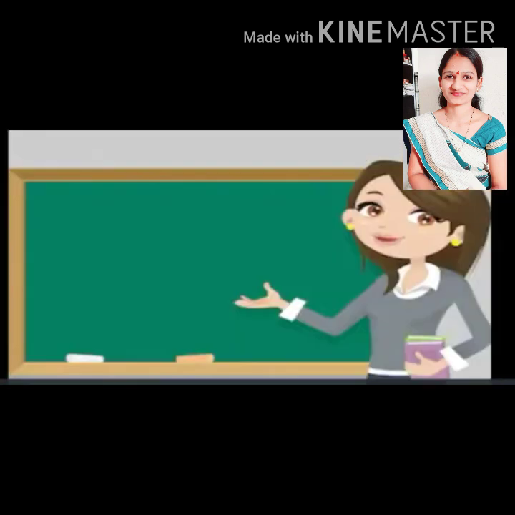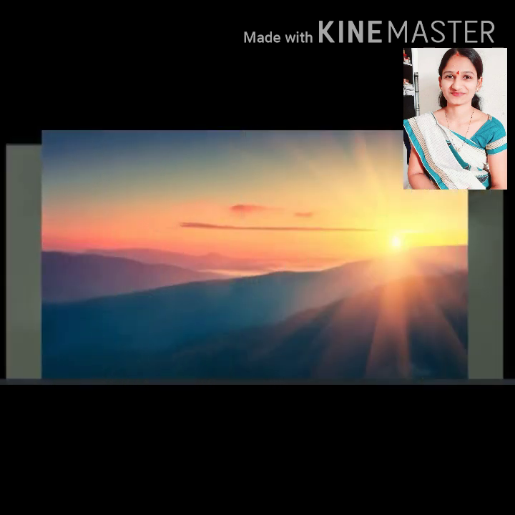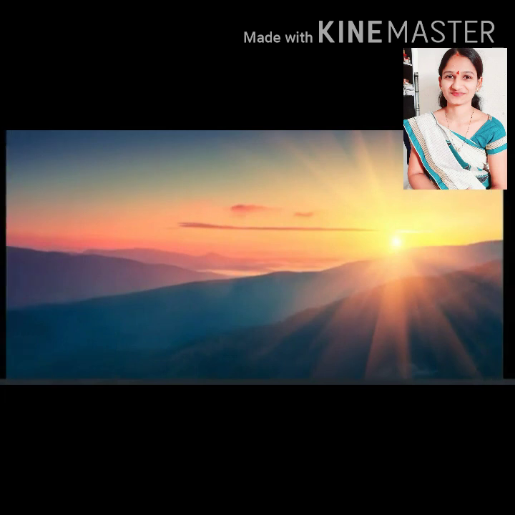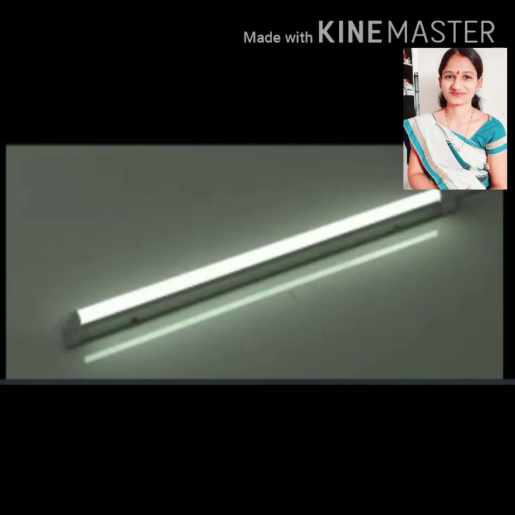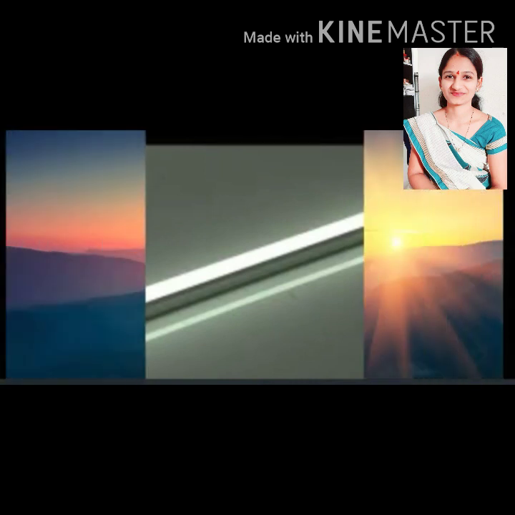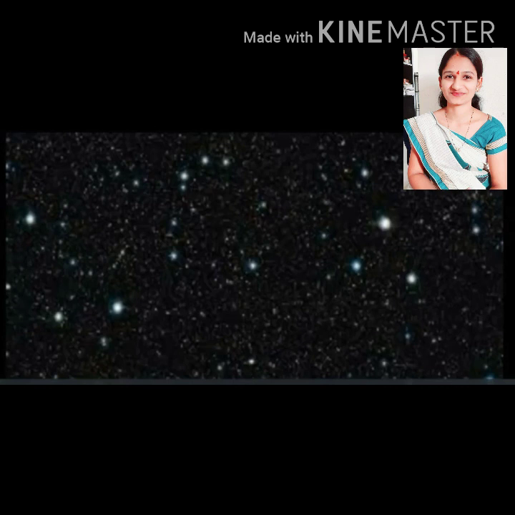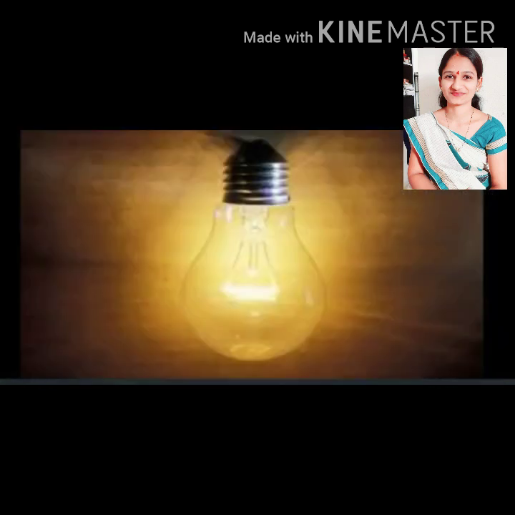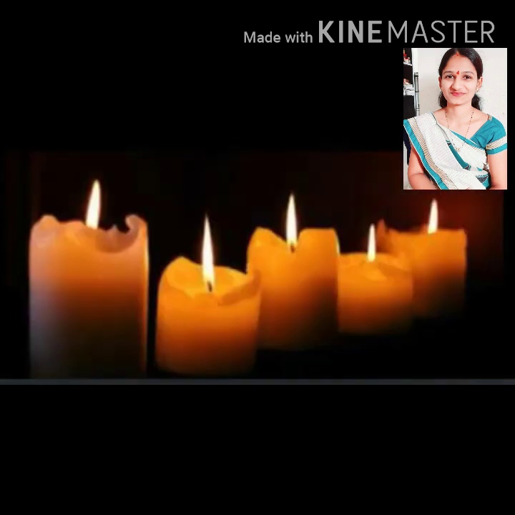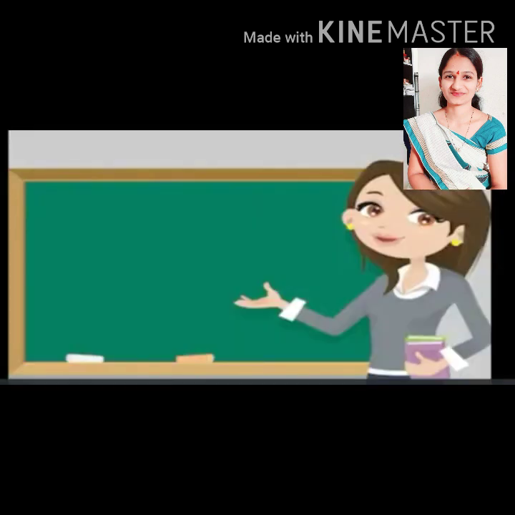So here we talk about two types of light: sunlight and tube light. Sunlight is the natural source of light and tube light is the artificial source of light. So this is the difference between natural and artificial sources of light. Sunlight and tube light are sources of light. But sunlight is the natural source. Stars are also natural sources of light. But tube light, torch, candle, these are the artificial sources of light.